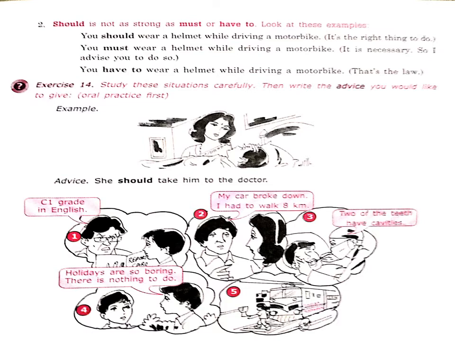Let's see the first one, I'll do it for you. C1 grade in English. You see a father and a son standing, and the son got a C1 grade in English. So what will you suggest? You will suggest like this: he should pay extra attention to English. Otherwise, he should have a tutor to help him.